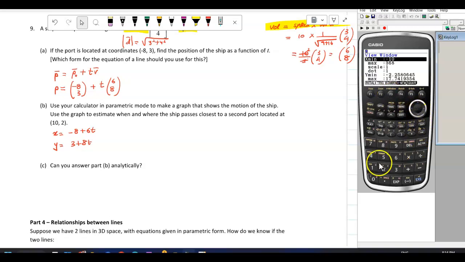So minus 10 to, let's say minus 10 to 10. Okay, yeah. Minus 10 is too small. Yeah, fine. That's fine. I zoomed in. Now see, now you do trace. So now the pitch is 1. So after 1 hour it will be minus 2, 11. Yeah, then for 90. Then it goes on and on. You'll be able to see it. Okay. So use your point to estimate when and where the ship will be closest to the second port at 10,2.